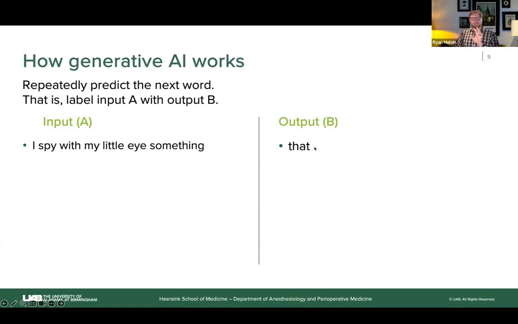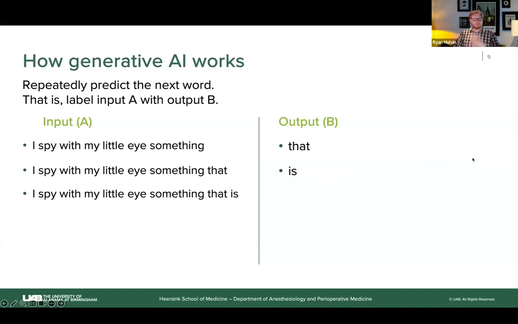I spy with my little eye something that. Well, now we actually take that new sentence, or it's a partial sentence, and use that as the input. I spy with my little eye something that. That's now input A, and we seek output B: is. And we keep doing this. I spy with my little eye something that is green.